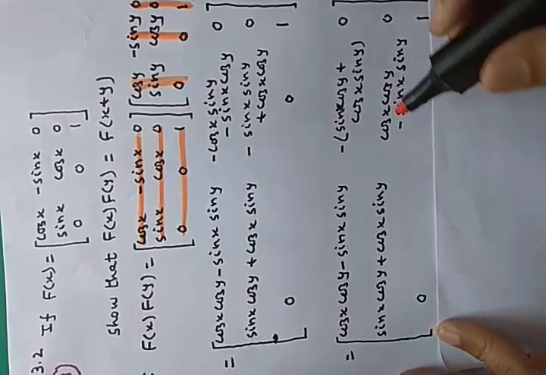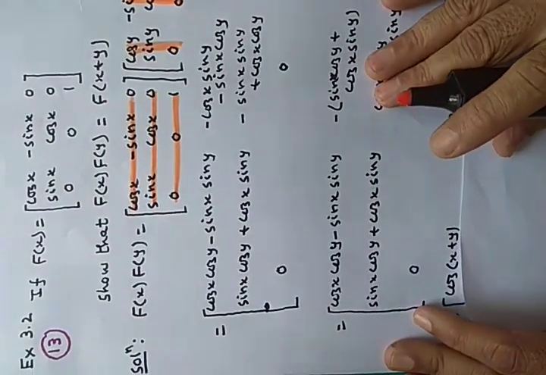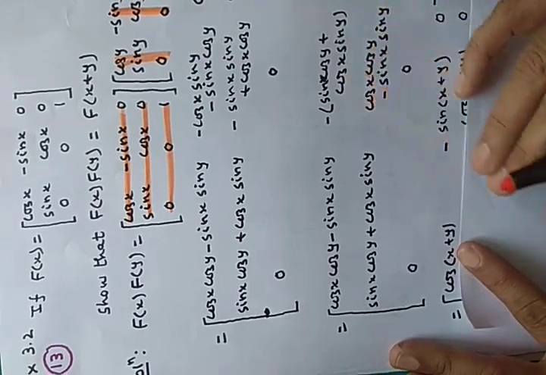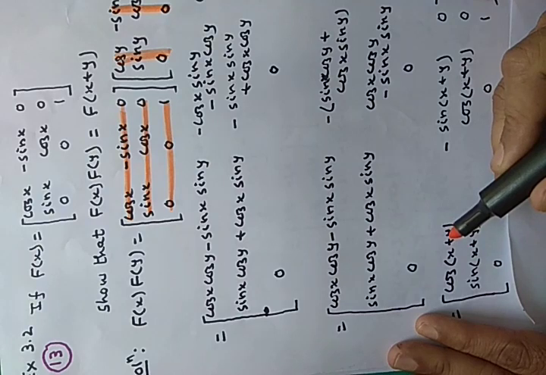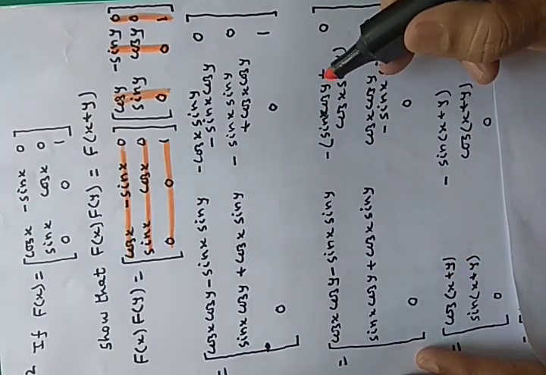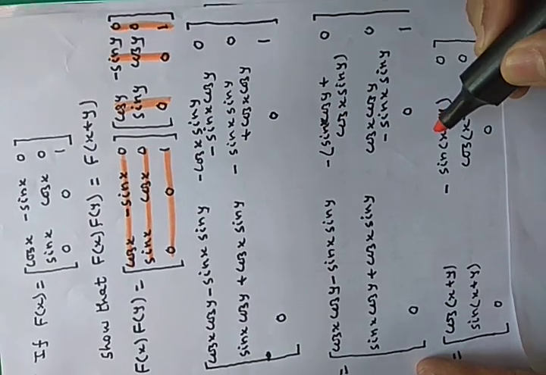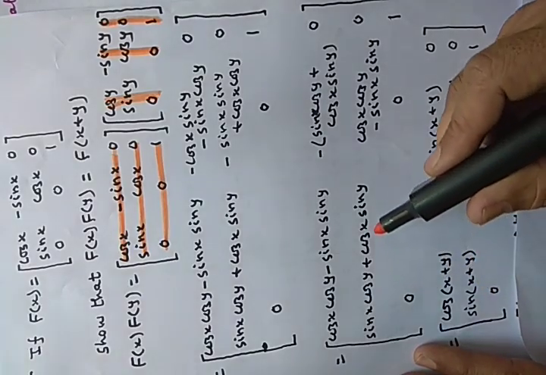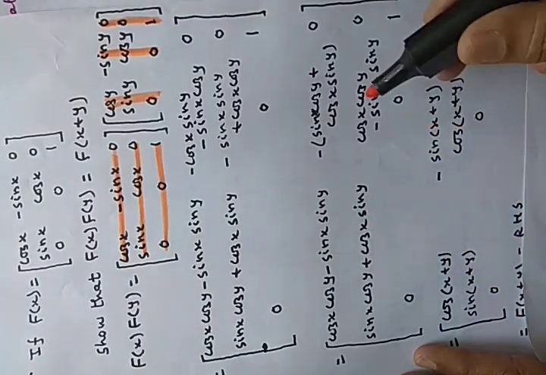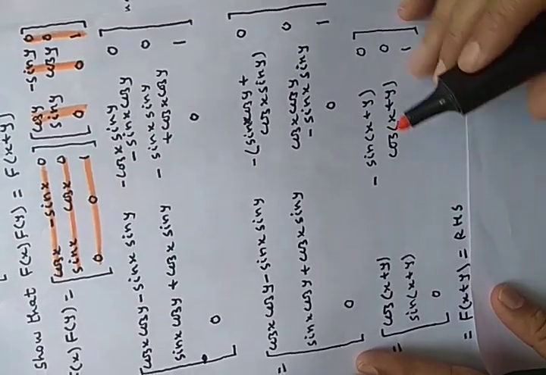Now you know the identity or the formula for cos a plus b. It is cos a cos b minus sin a sin b. So cos x cos y minus sin x sin y can be written as cos of x plus y. Then sin a cos b plus cos a sin b is sin a plus b. So sin x cos y plus cos x sin y can be written as sin of x plus y. This will be cos x plus y, 0 and 0 0 1.